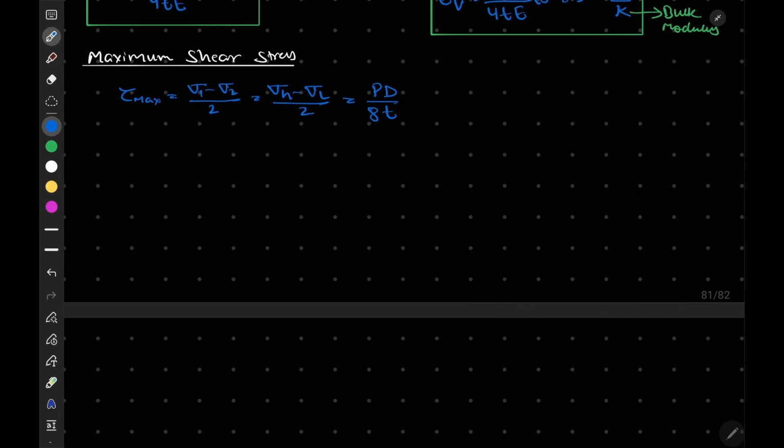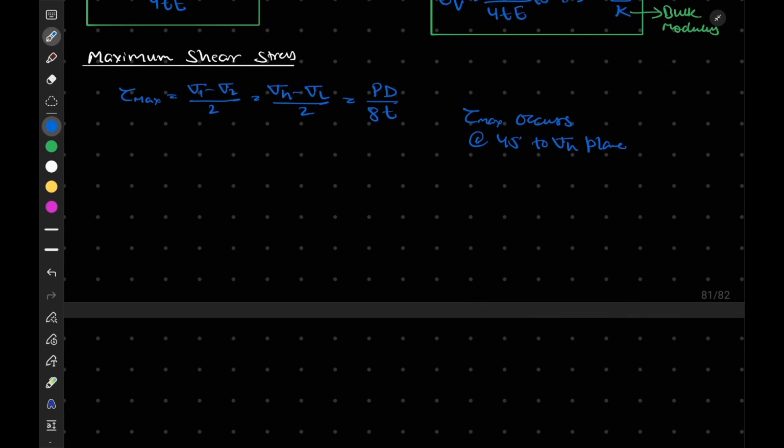Up to here it should be clear. And of course this tau max occurs at 45 degrees to the sigma h plane or sigma l plane; from both it will be acting at 45 degrees.